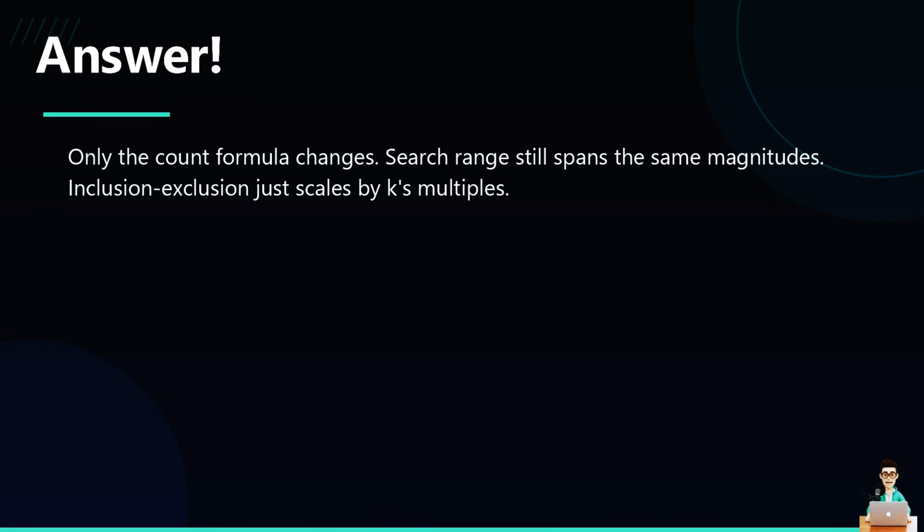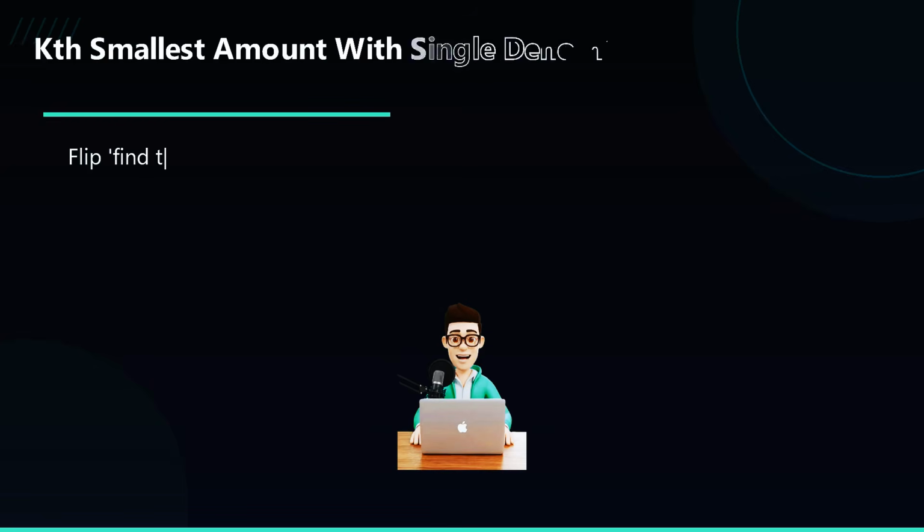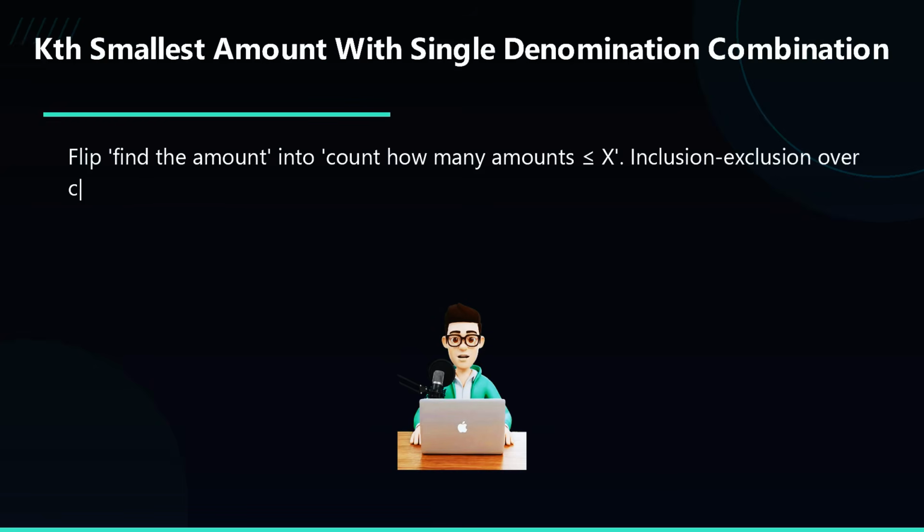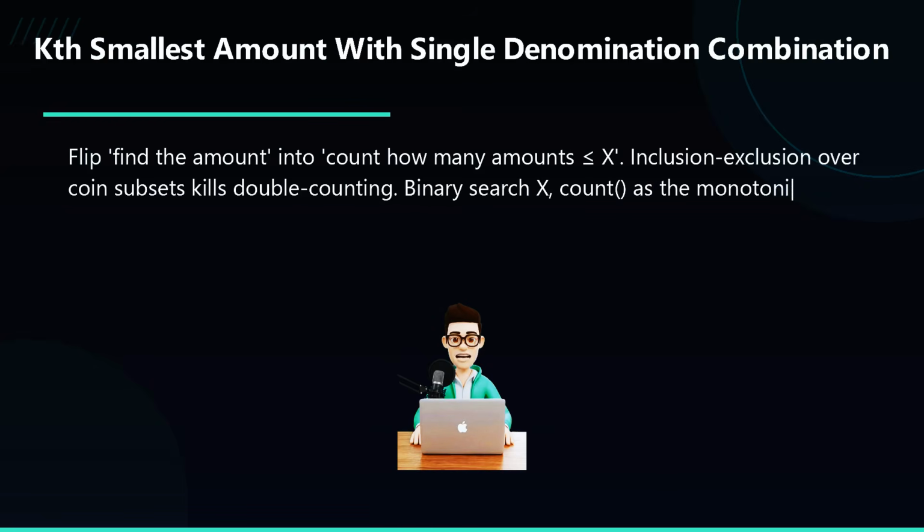We solved LC316 by flipping the question from picking the kth value directly to counting how many payable amounts fall at or below a guess X. Inclusion-exclusion over subsets of the coins gives an exact count without double counting shared multiples, and binary searching X over that monotonic count function lands on the kth smallest amount. That count runs in O(2^N) per check times O(log) for the binary search.